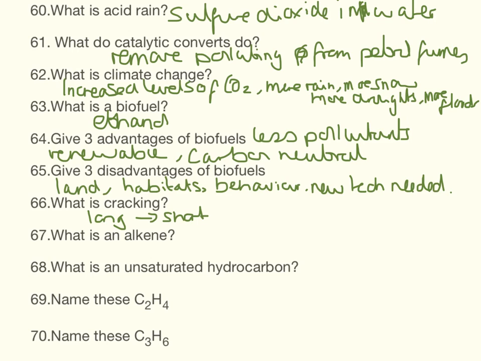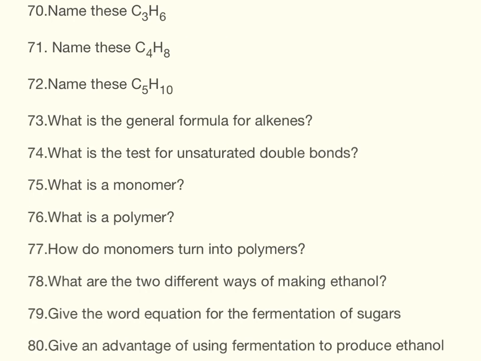So an alkene is something that has double bonds in between carbons, and an unsaturated hydrocarbon, again, is just an alkene. This here is ethene. Here we have propene, butene, and pentene. And the general formula for these is CnH2n.